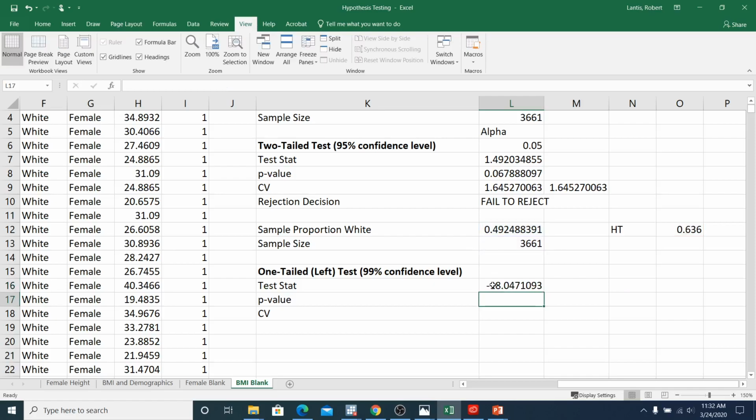Well, this is a huge test statistic, right? 18 standard deviations below the assumed true value. I already can guess the area to the left of that, my p-value, it's going to be basically 0. But we can prove that to ourselves.